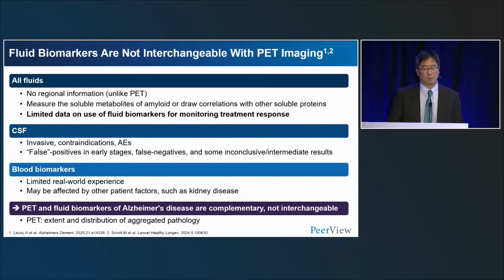For CSF, of course, there could be potential contraindications in any specific patient, and it can be more difficult in patients with severe lumbar degenerative changes. And like any test, you can get false positives in early stages and false negatives. And like any test, it also depends on your pretest probability. The blood biomarkers, while certainly increasing in data, still have limited real-world experience and may be affected by other patient factors such as kidney disease, which would obviously affect the clearance from the blood.